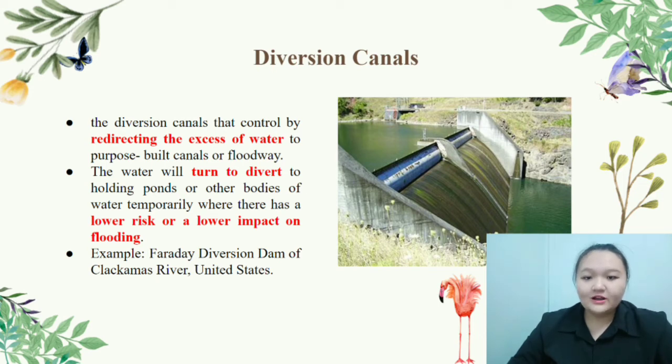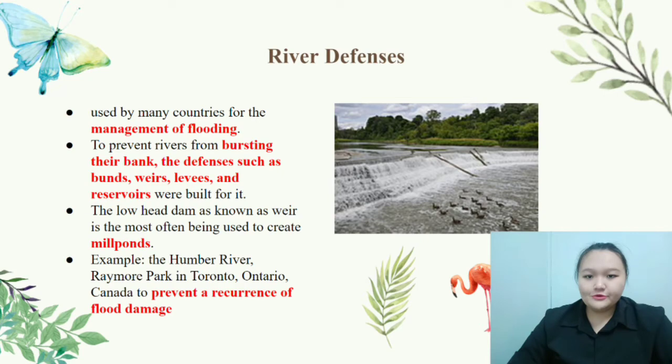An example of the diversion canals is the Federal Diversion Dams of Clackamas River, which is located in United States. The river defenses are used by many countries for management of flooding to prevent the river from bursting its banks. Defenses such as dams, walls, lifts, and reservoirs were built for it.